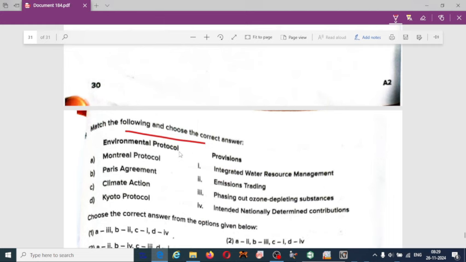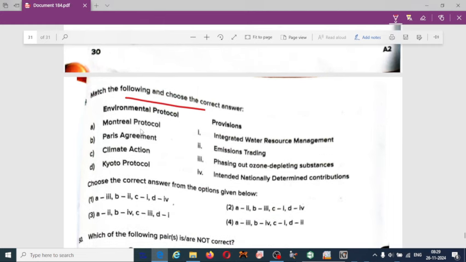Match the following and choose the correct answer. Montreal Protocol, Paris Agreement, Climate Action, Kyoto Protocol. First one is for the third one, phasing out ozone depleting substances, Montreal Protocol. Paris, that is fourth one, intended nationally determined contributions. Climate action, integrated water resource management. Kyoto Protocol, second one, emissions trading. Fourth option is correct.